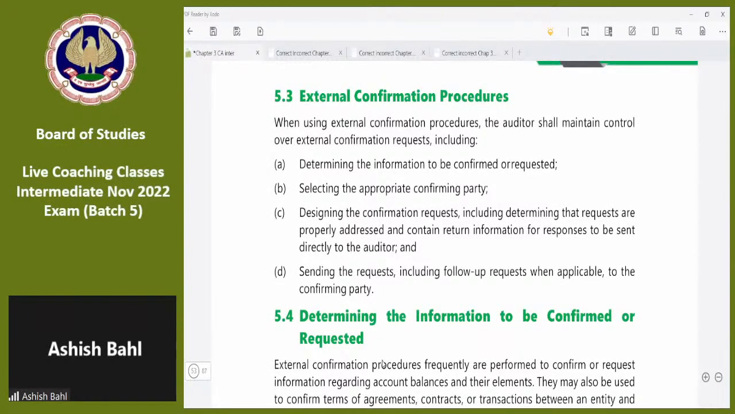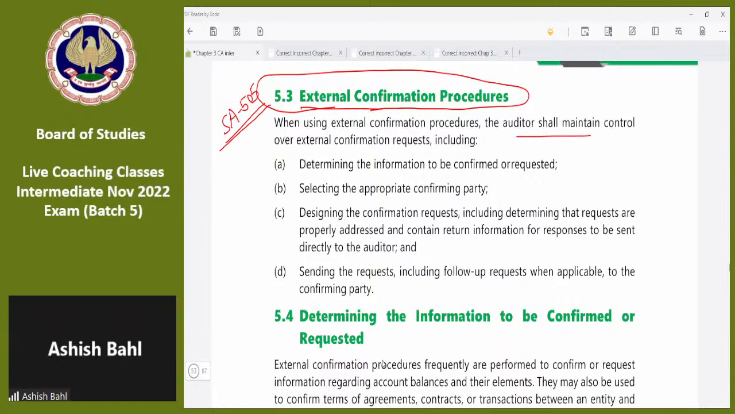External confirmation procedure, students. All this we are reading in the context of SA 505. So external confirmation procedures. Simple general things, but again you have to understand that the auditor shall maintain control over external confirmation requests, including determining the information to be confirmed. What information is to be confirmed?